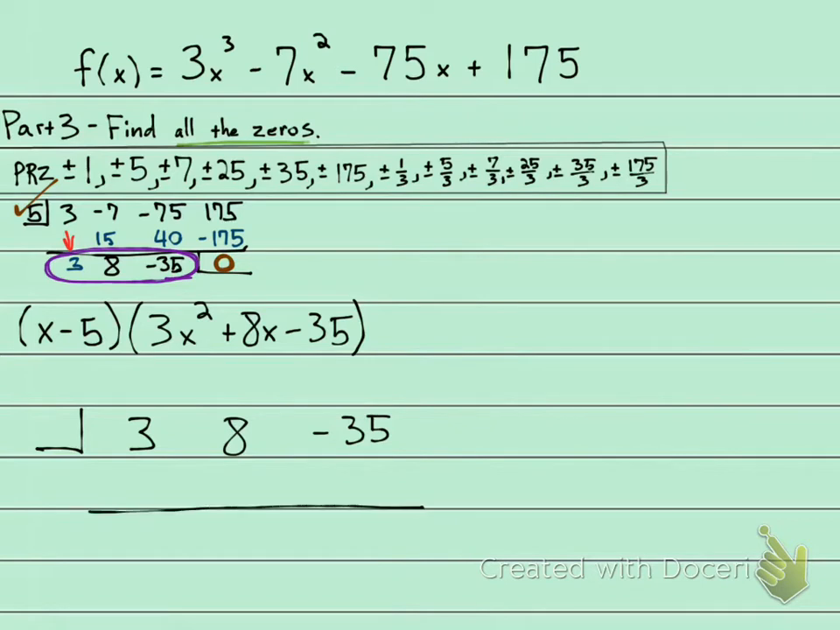All right, now, what numbers am I going to try? Well, I already tried a positive 1, and I tried a negative 1, and I tried a positive 5, so I'm going to continue down the line. I'm going to go to negative 5.